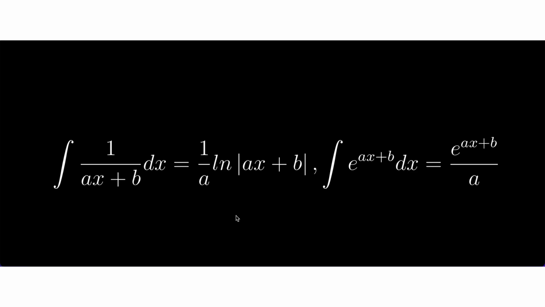Other tricks for indefinite integrals are that the integral of 1 over ax plus b is 1 over a times the natural logarithm of the absolute value of ax plus b. The indefinite integral of e to the ax plus b is 1 over a times e to the ax plus b. Even though some continuous functions do have elementary antiderivatives, most don't. What is an elementary antiderivative? An elementary antiderivative is an antiderivative that can be expressed in terms of elementary functions, such as logarithms, exponentials, and trig functions.